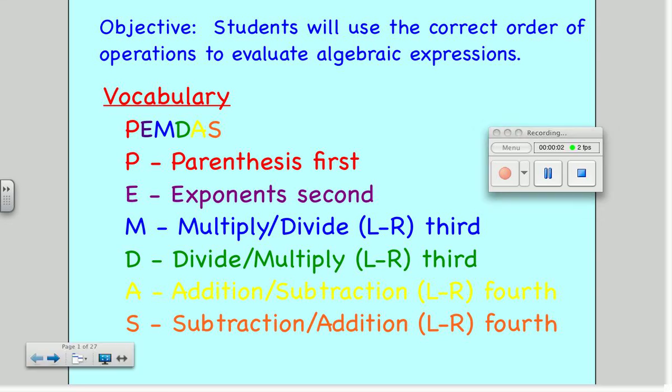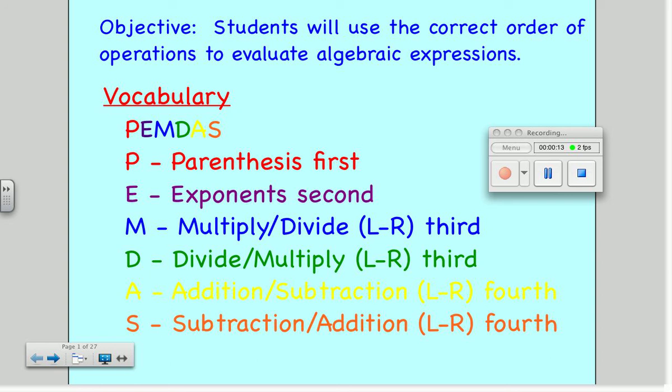Okay, guys, today's lesson is Chapter 1, Lesson 4, and that is on PEMDAS, the order of operations. Now, it's important that we know the correct order. If the computer's going through a little glitch right now, don't worry, it'll come back up in a second.